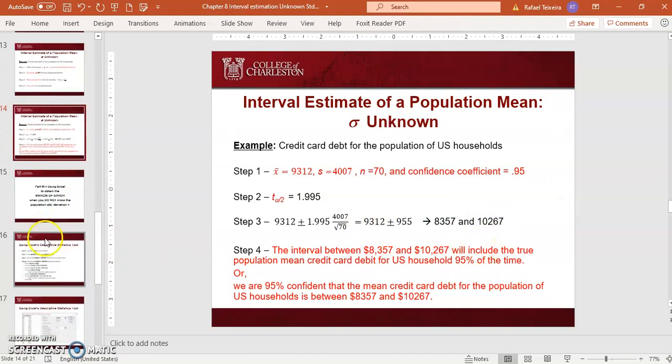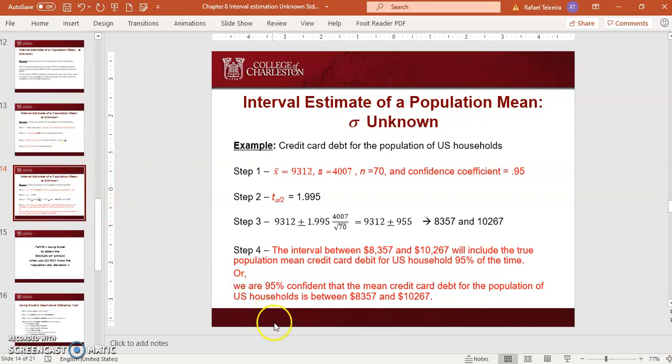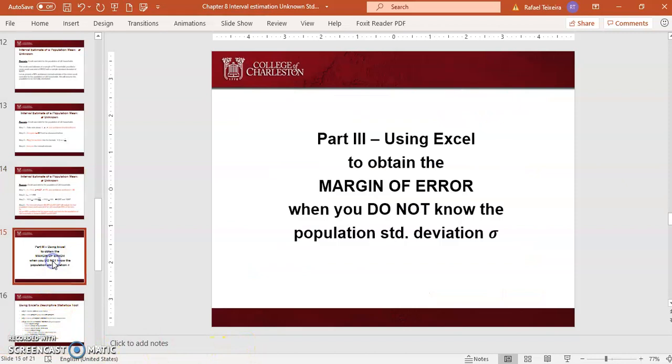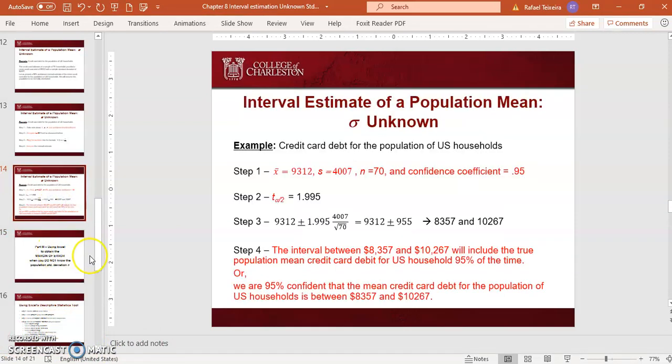Okay, so the interpretation is very similar to the others that we did. Okay, I'm going to stop here and show you how to use Excel in a different way to solve that.